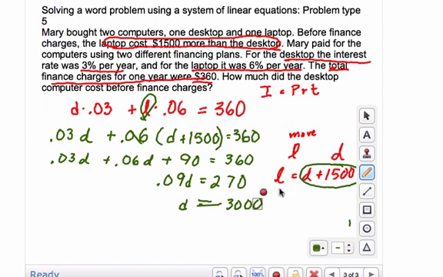So you can see the desktop will be $3,000, the laptop would be $4,500. All right, so $3,000 for the desktop.